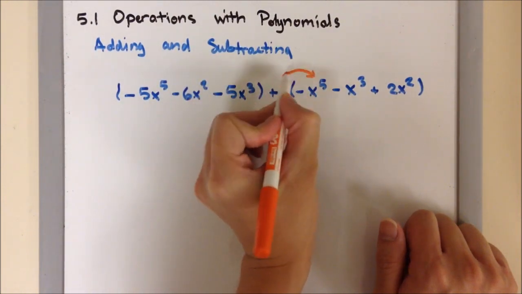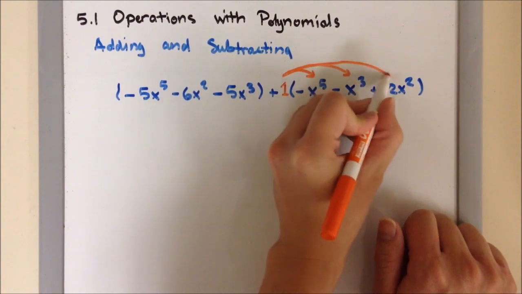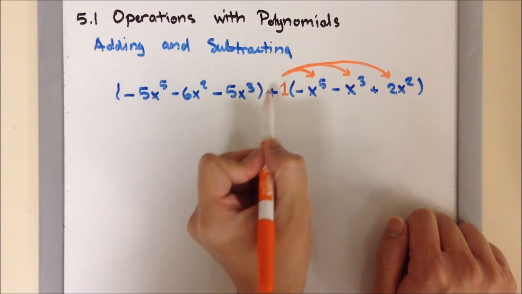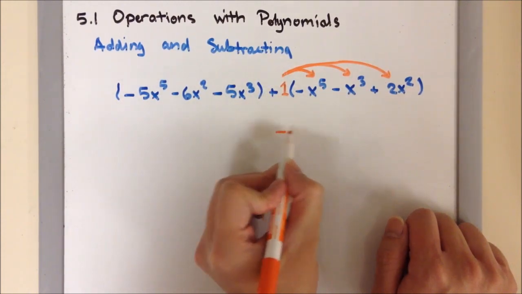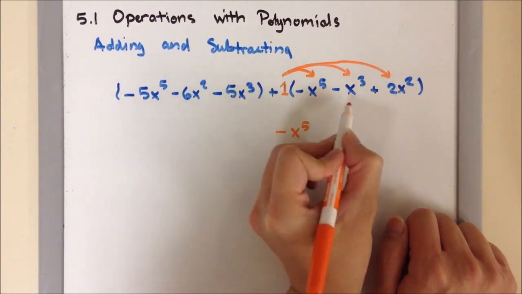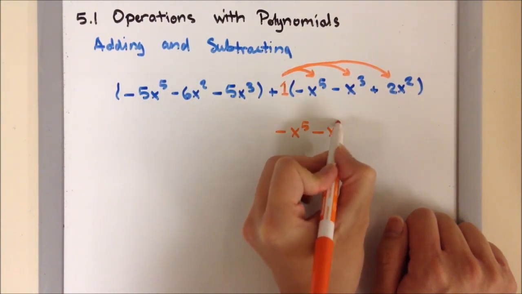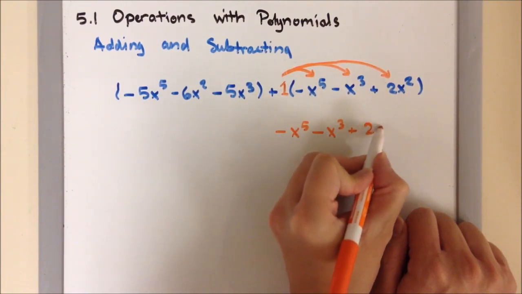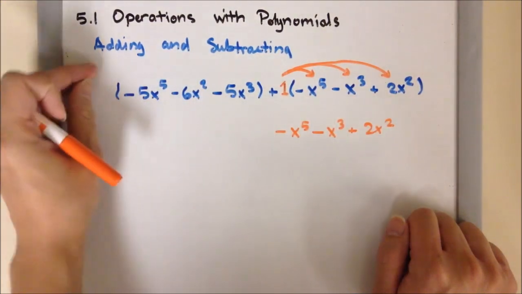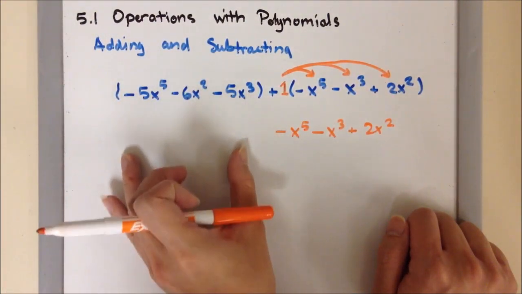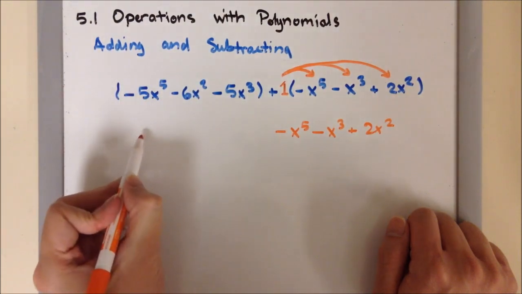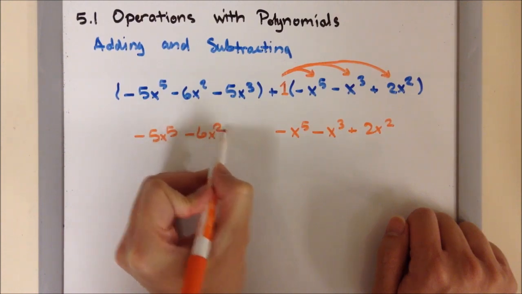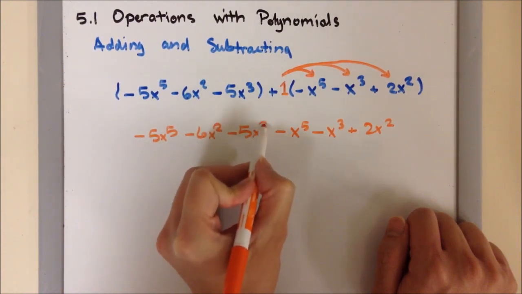So I'm going to distribute to this set because my invisible 1 is directly in front of this parenthesis right here. So positive 1 times negative x to the fifth, negative x to the fifth. Positive 1 times negative x to the third, so negative x to the third. Positive 1 times positive 2x squared, so plus 2x squared. There's none in front of this parenthesis, so I'm going to bring the inside down and let go of the parenthesis. So negative 5x to the fifth minus 6x squared minus 5x to the third.